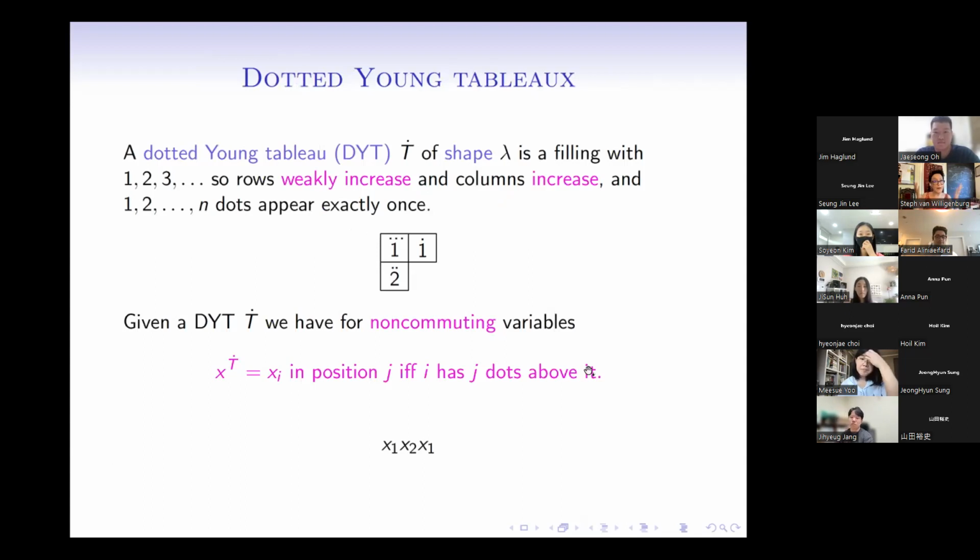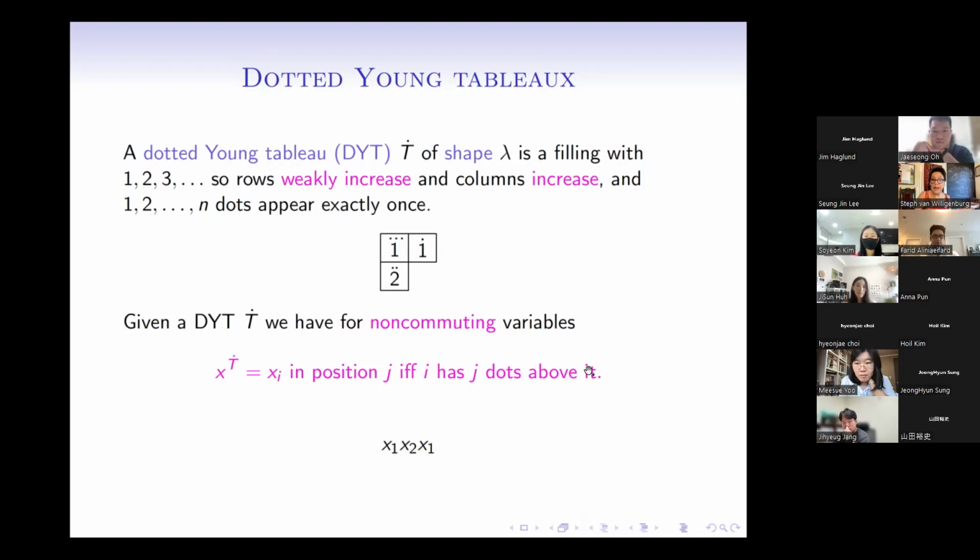Okay, so now we're going to try and generalize this. So what we're going to do is introduce dotted Young tableaux. Again, this is a filling of your diagrams with the numbers 1, 2, 3, and so on. Our rows weakly increase left to right and our columns strictly increase top to bottom. And in addition, you're going to throw on 1 dot, 2 dot, 3 dot, 4 dot into your boxes until you're done.